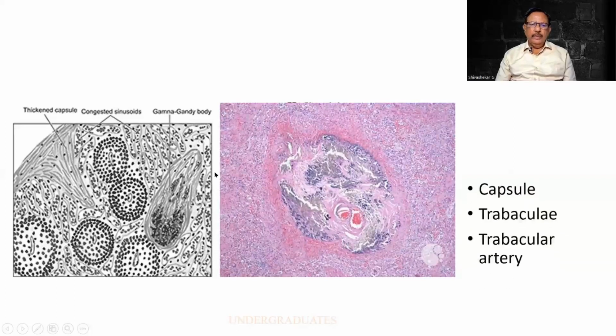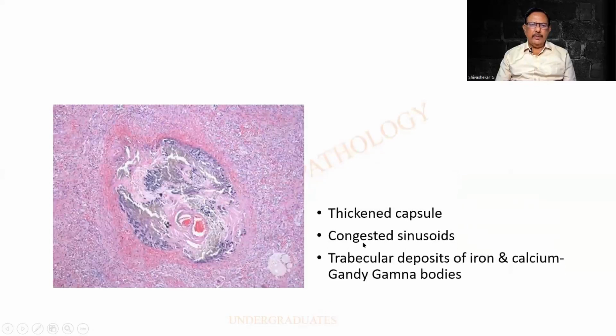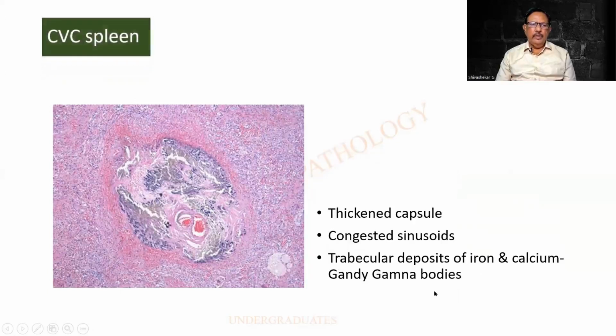So capsule, there is a trabeculae, trabecular artery. Along with that, there is a thickening of the capsule, congestion of the sinusoids, and the deposits. This is the most important thing, deposits of iron and calcium called the Gamna-Gandy bodies. So the diagnosis is CVC spleen.